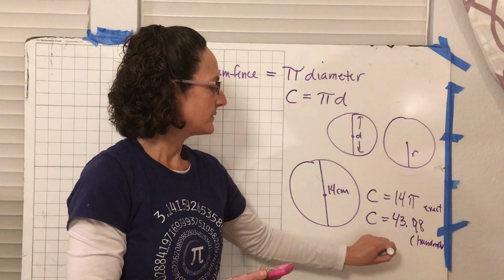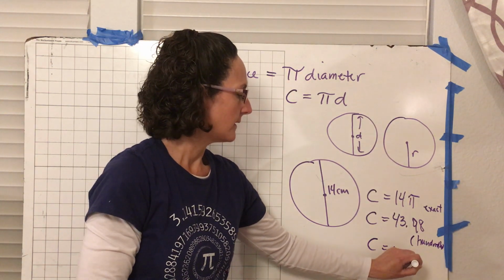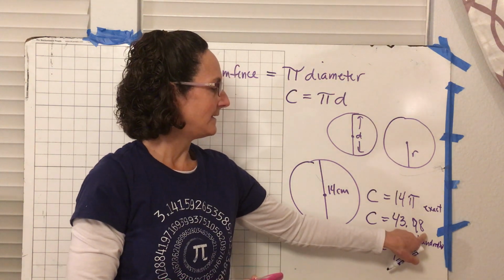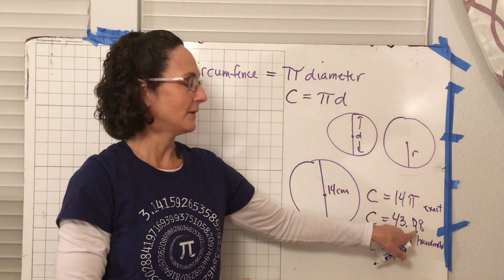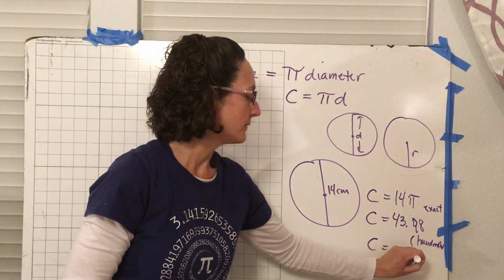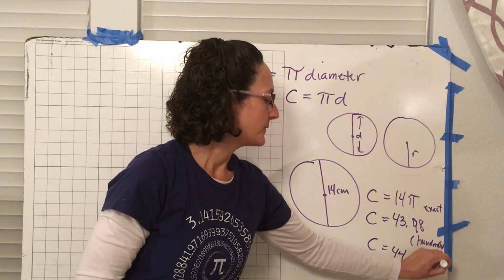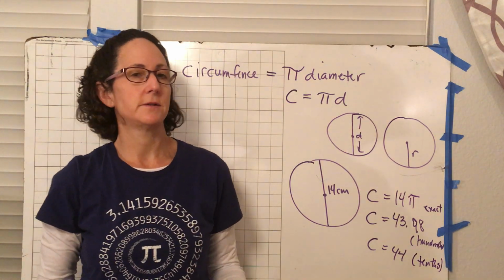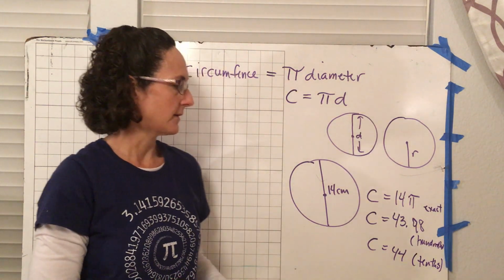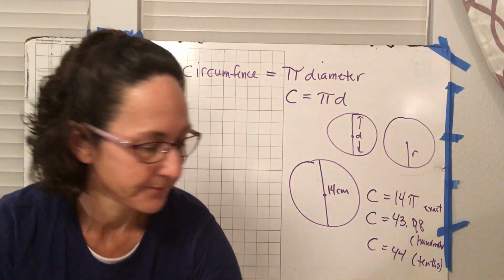If I want you to round to the tenth, it would be 44, because this 8 would change that to a 0 and bump it up. So 44 would be another way to round this. This would be rounded to the tenths, which sometimes I'll also say as rounded to the nearest whole number. All right, so let's do another example.